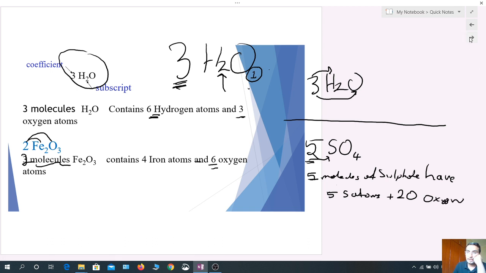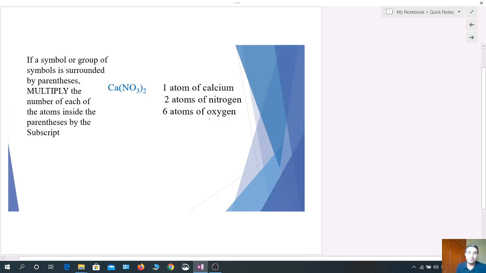So let's go to the next page. In the next page we have another example, but here we need to be very careful because in this example the subscript is after the bracket, after the parentheses. If a subscript is outside the parentheses, it means that this subscript affects all the elements present in the bracket, like 2 multiplied by oxygen and 2 multiplied by nitrogen. In this case we need to be very careful. There is only one atom of calcium, plus two atoms of nitrogen. As I say, the 2 belongs to those elements present in the bracket, and 2 multiplied by 3 gives 6 hydrogen atoms.